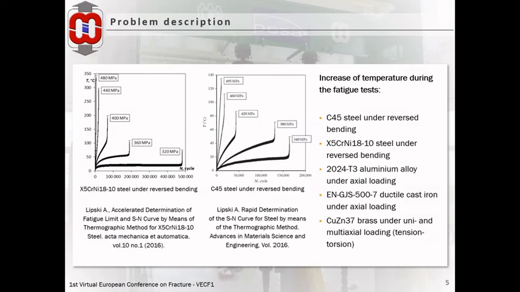Increase of temperature during the fatigue test was observed by us not only in the high-frequency tests. For example, we observed this in case of reverse bending of various grades of steel, uniaxial loading of aluminum alloy or ductile cast iron, or uniaxial and multiaxial loading of brass.